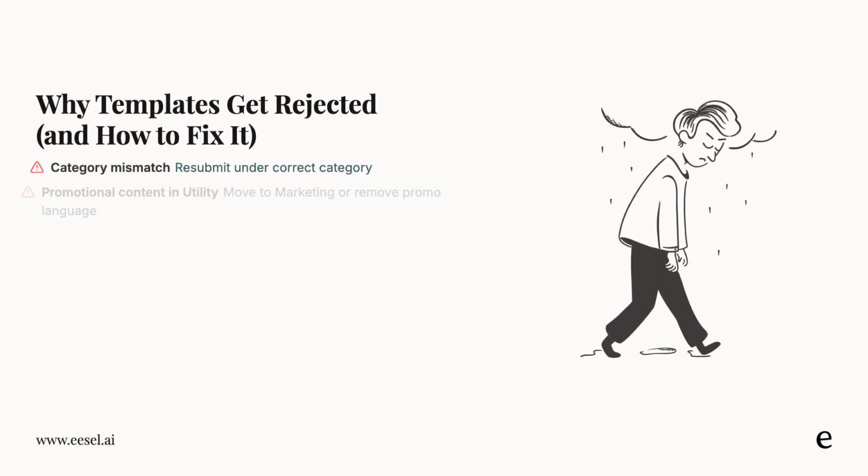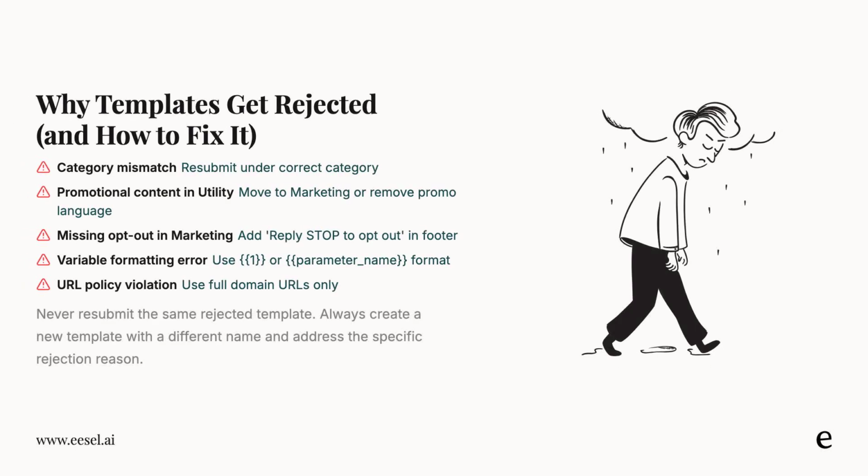The most fixable rejection causes are category mismatch, promotional language in a utility template, missing opt-out text in marketing templates, incorrect variable formatting, and shortened or suspicious URLs. Never resubmit the same rejected template. Always create a new one with a different name that directly addresses the rejection reason.